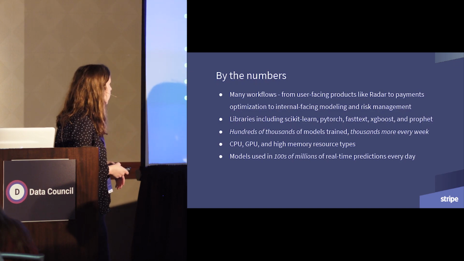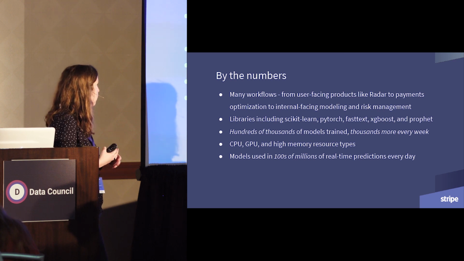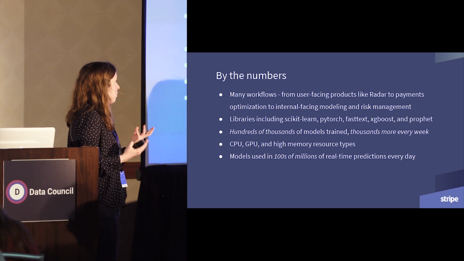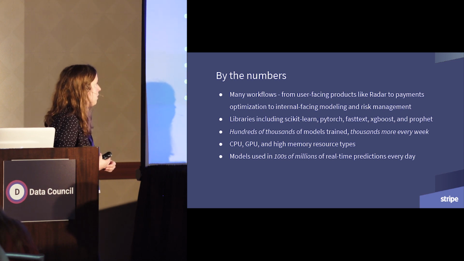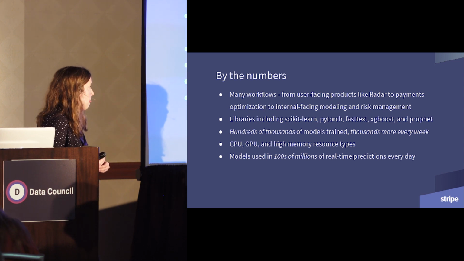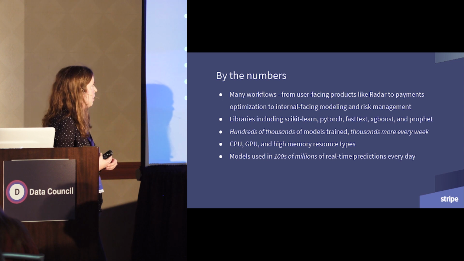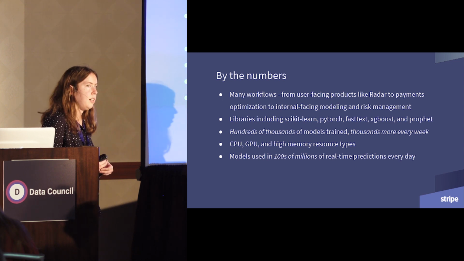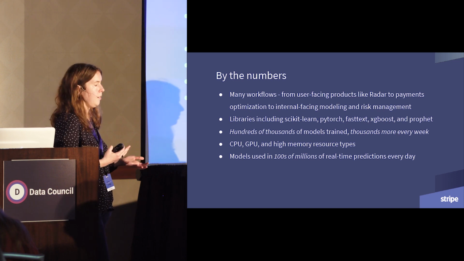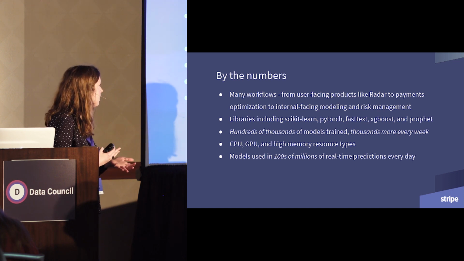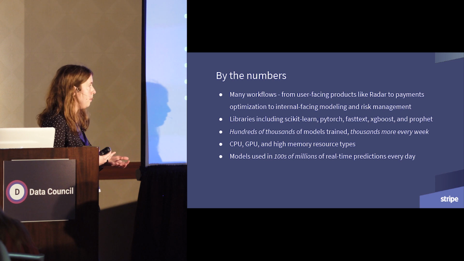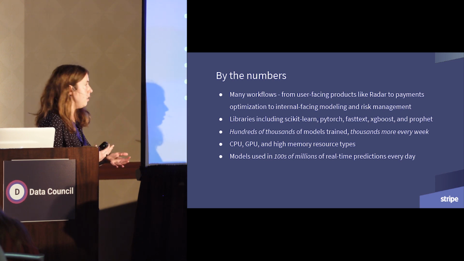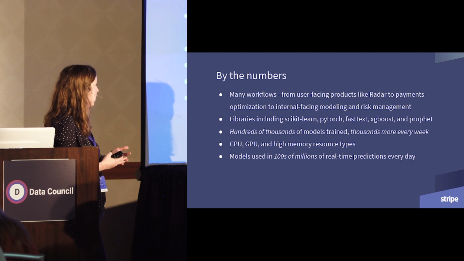And then just in terms of the scale or numbers, we have probably dozens of workflows that are set up using Railyard for things ranging from user-facing products like Radar to payment optimization, to more internal-facing applications like risk management or customer support. Some of the libraries we use are shown here, things like scikit-learn, PyTorch, FastText, XGBoost, and Prophet.